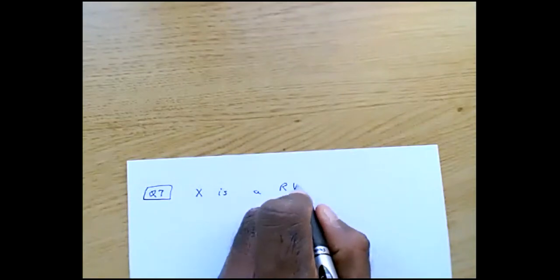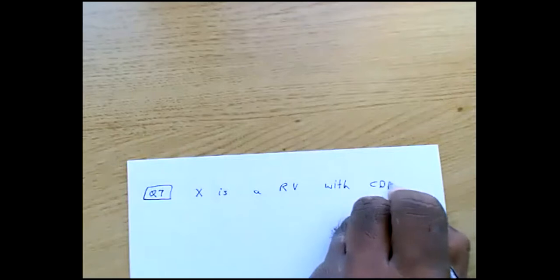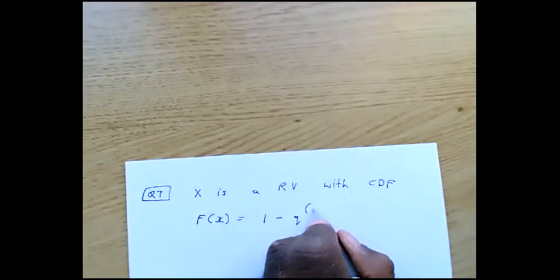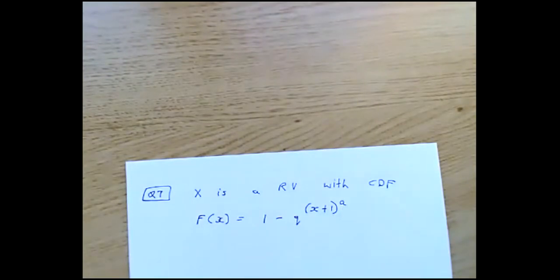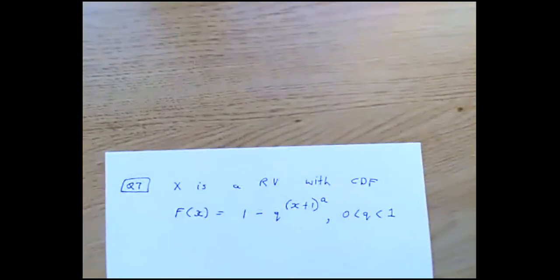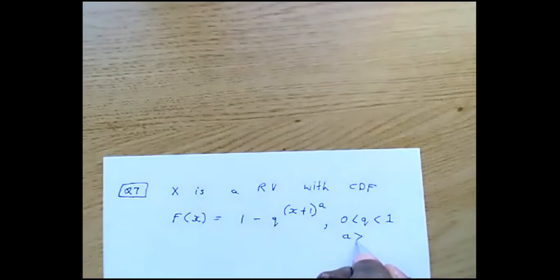So the next one I'm going to do is question seven. Question seven is very similar to the quiz problem I gave you, right? Okay, so here you're given X is a random variable with CDF given by this, where Q is between 0 and 1, and A is a positive number, and X goes from 0, 1, etc.